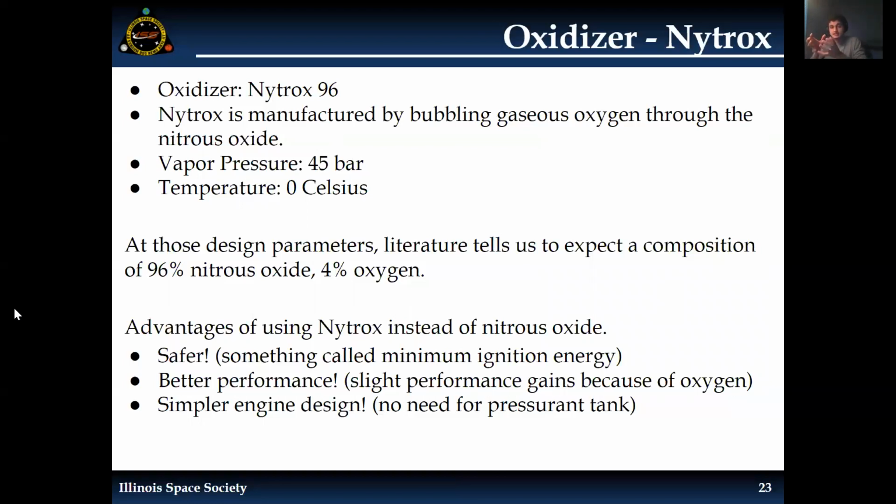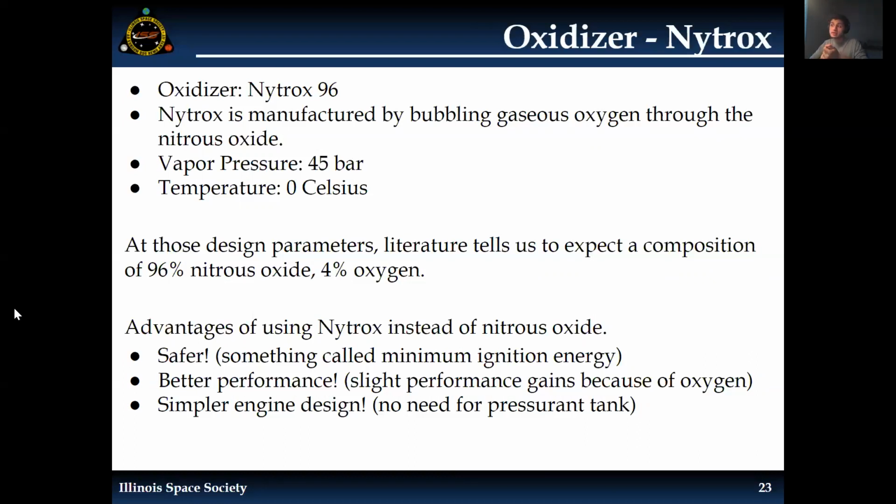And that is nitrox. Now it's specifically nitrox 96 because during manufacturing, we set the properties such that there is 96% nitrous oxide by mass. So we call it nitrox 96. There are 3 specific reasons we do that. One is that it's safer.